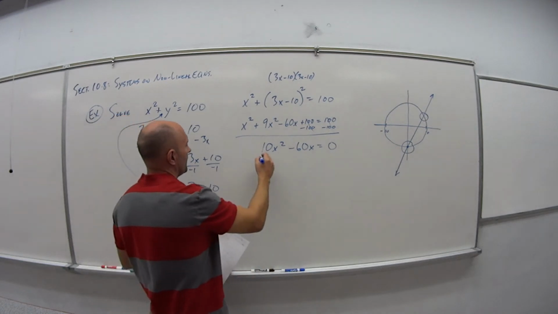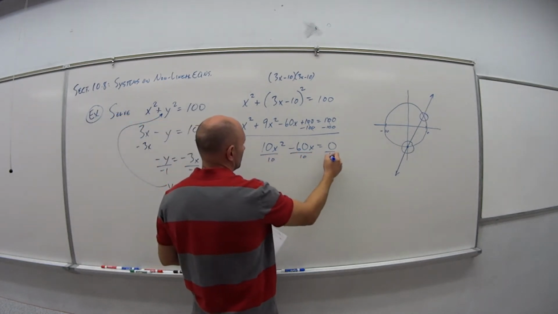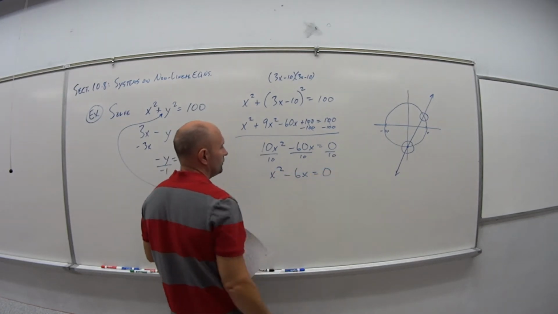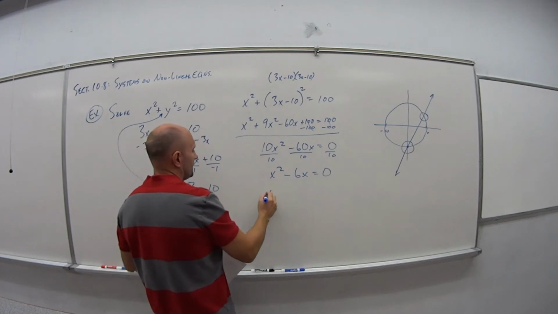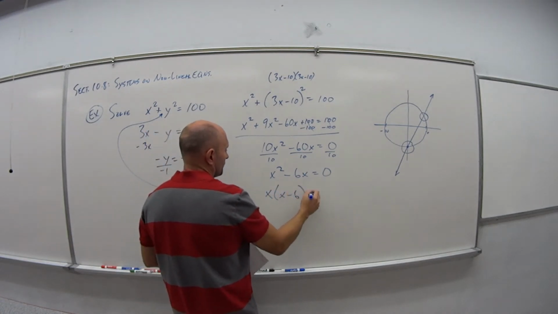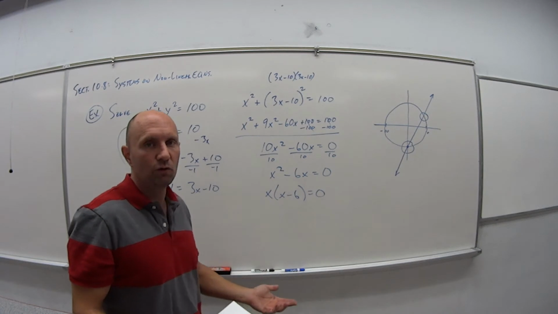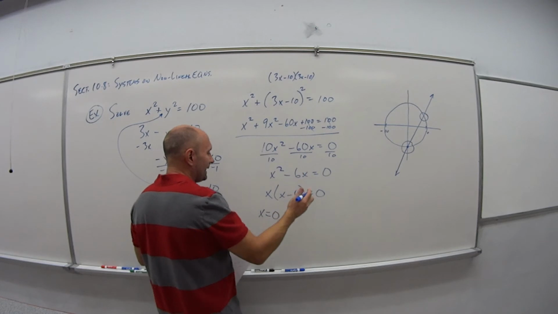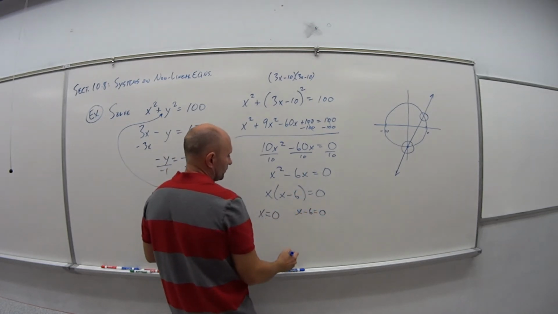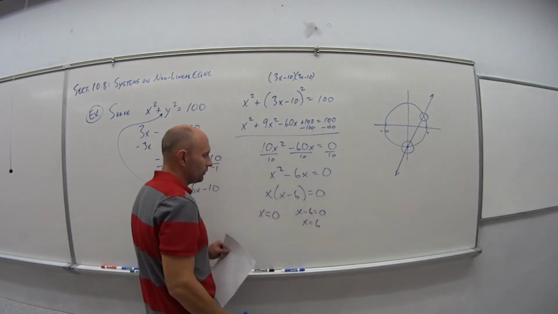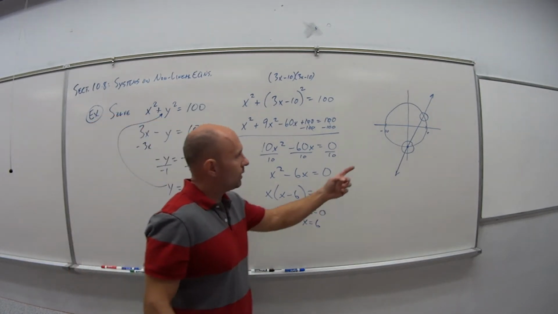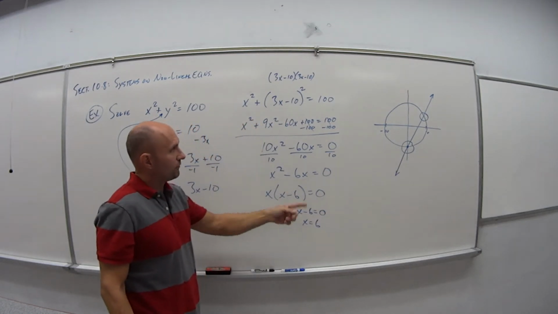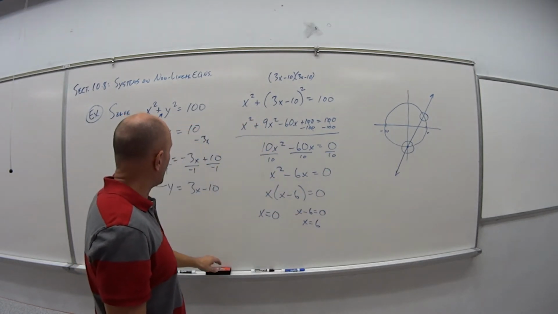Now I can divide everything by 10, to make life easy on myself. So I get x squared minus 6x is equal to 0. Factor out an x, so I get x times x minus 6 is 0. Now I can use the zero product property. That means x is equal to 0, and x minus 6 is equal to 0, which means x is equal to 6. I knew I was going to end up with two possibilities, right? One value for x, and another value for x to give me two different values for y.